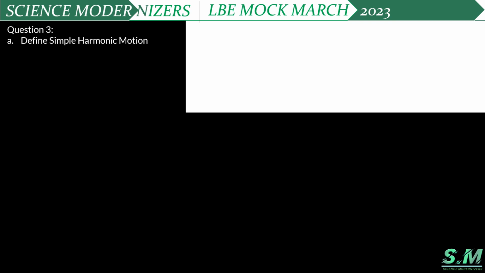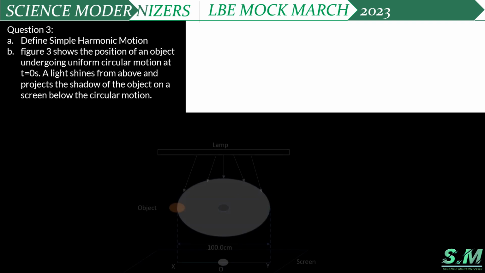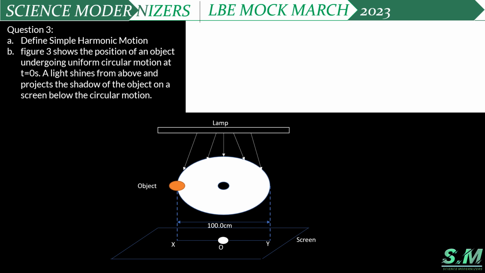The question statement says: define simple harmonic motion. Part B says: Figure 3 shows the position of an object undergoing uniform circular motion at t equals 0 seconds. A light shines from above and projects the shadow of the object on the screen below the circular motion. So we get the object as seen on the screen. This is the object attached at one end of the circle at time t equal to 0.